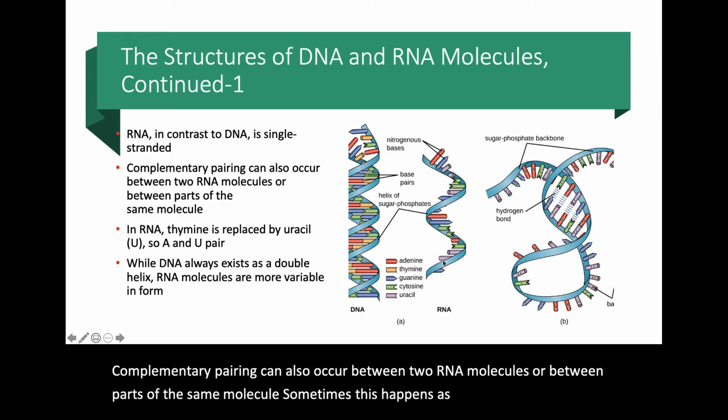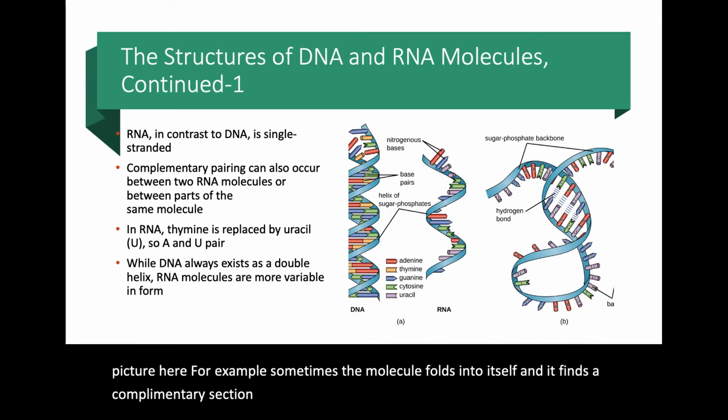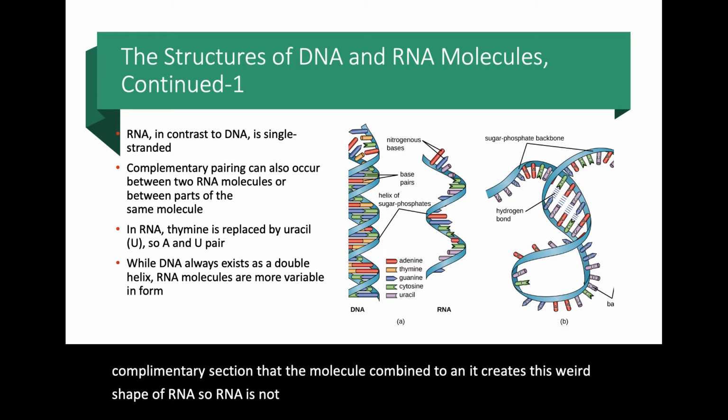Like we can see in the picture here, for example, sometimes the molecule folds into itself and it finds a complementary section that the molecule can bind to. And it creates this weird shape of RNA. So RNA is not always linear, right? It's not always completely linear. In RNA, this is very, very important.